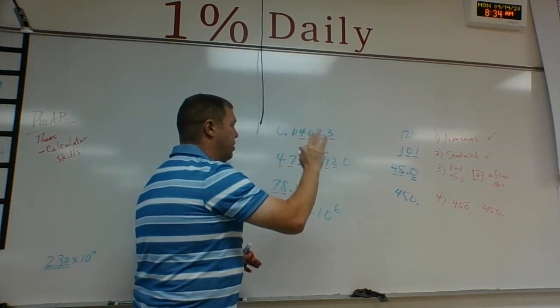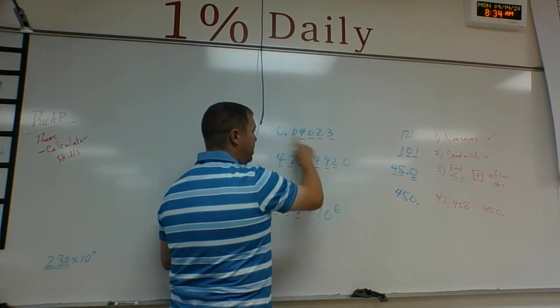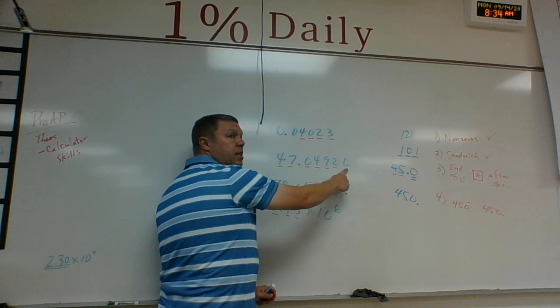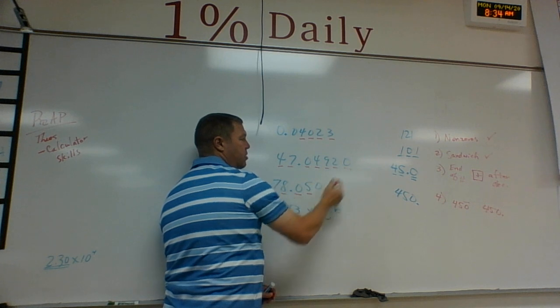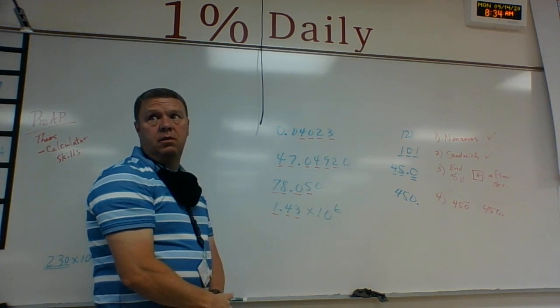Rule number 3, the tricky rule. 0 is at the end of the number. I see a 0 at the end of the number. Is it also after the decimal? Well, there's the decimal, and it's way after the decimal, so that's an important 0. See how I caught that?